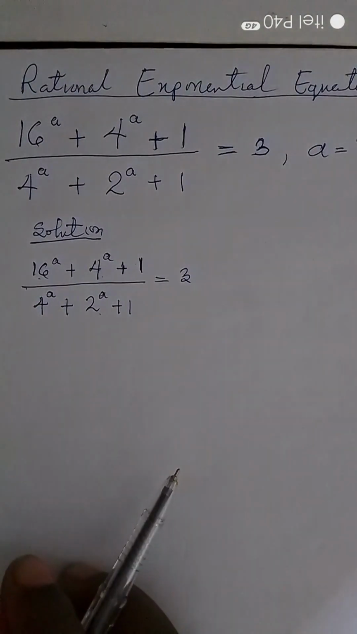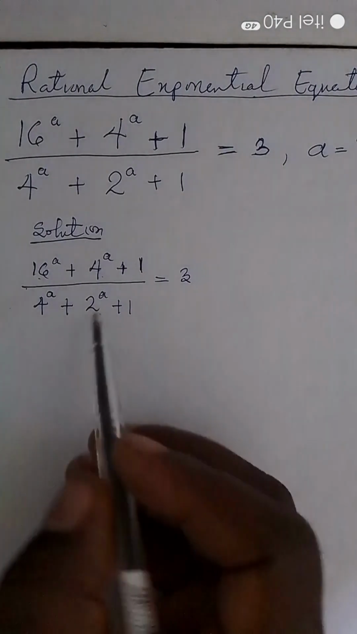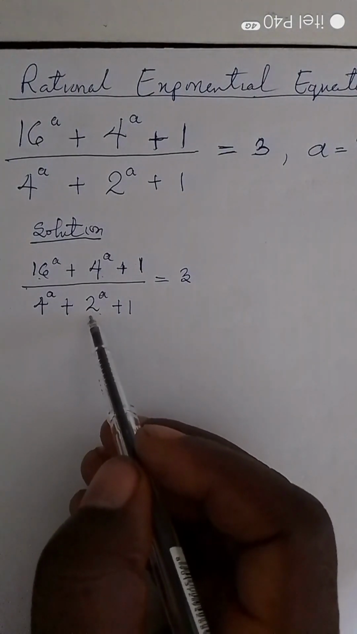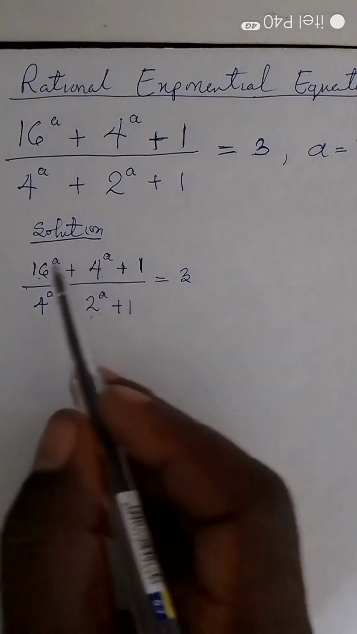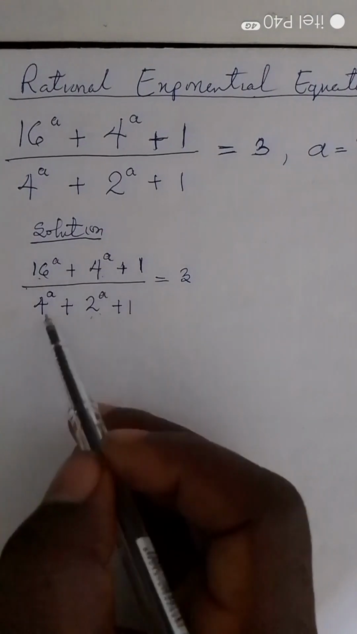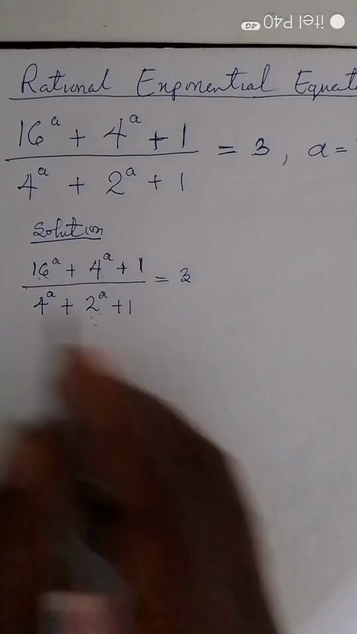in index form. Looking at both the numerator and the denominator, you can see that we have the lowest common base of 2. So we're going to write 16 to the power of a, 4 to the power of a, and 4 to the power of a in base 2.